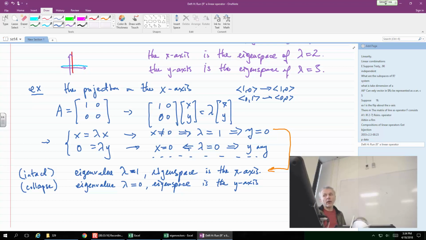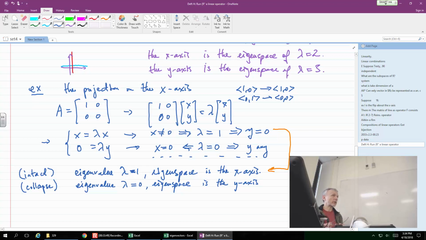If we look at the eigenspace of lambda equal to 1, the x-axis, what's happening there? Nothing, because x goes to x. If we look at the other eigenspace, the y-axis, what happens to that? The whole thing goes to 0. That's a collapse to the origin. Shouldn't the eigenspace be the origin? No, the origin always goes to the origin, so there is really nothing interesting to say about that.